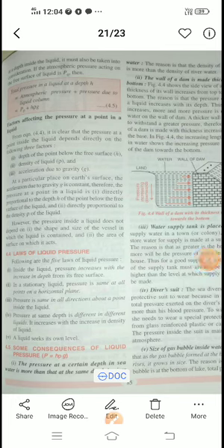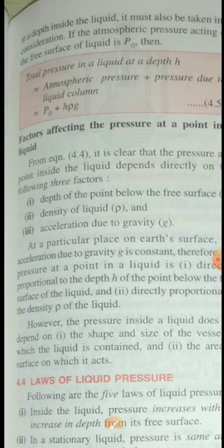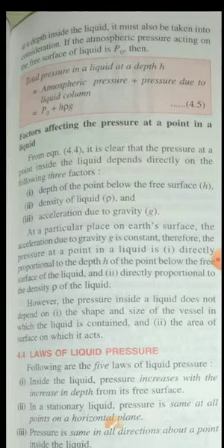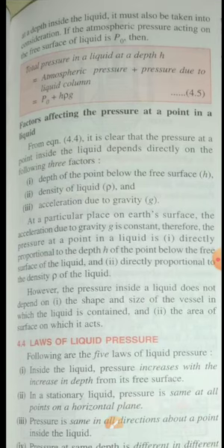The formula which we obtained is for the pressure inside the liquid. If it is kept at a particular depth, it will have this pressure plus the atmospheric pressure. Surrounding our earth we have a complete atmosphere exerting pressure on us. It is a constant factor which we call P naught. Therefore total pressure in a liquid at a depth h is P naught plus h rho g.